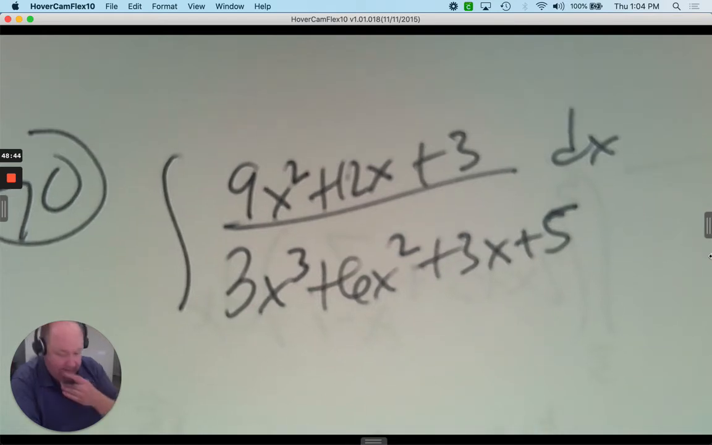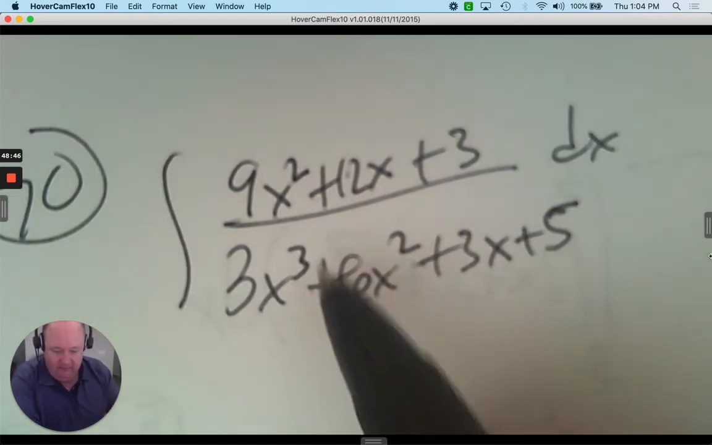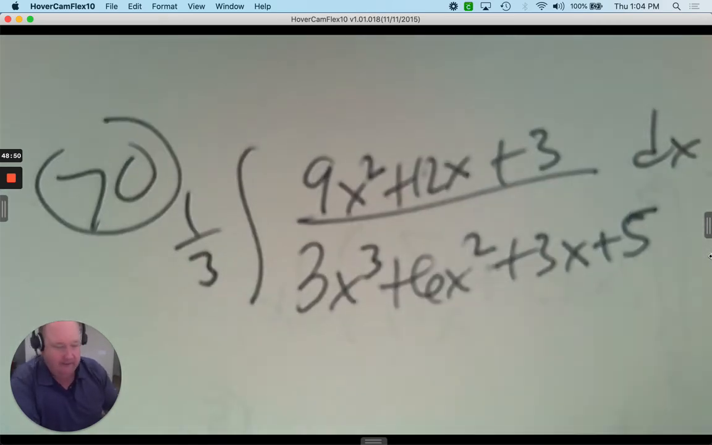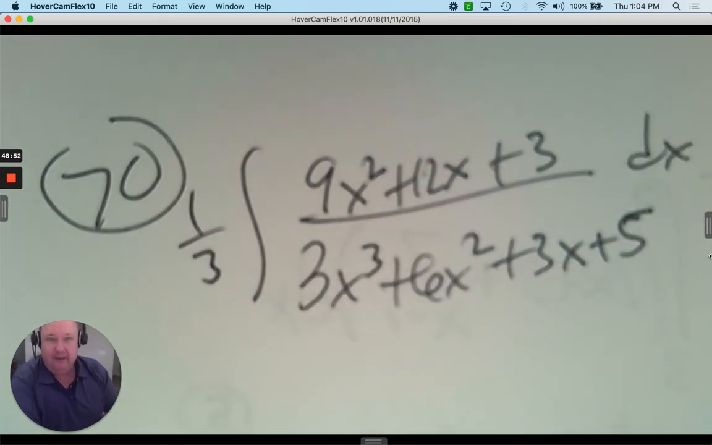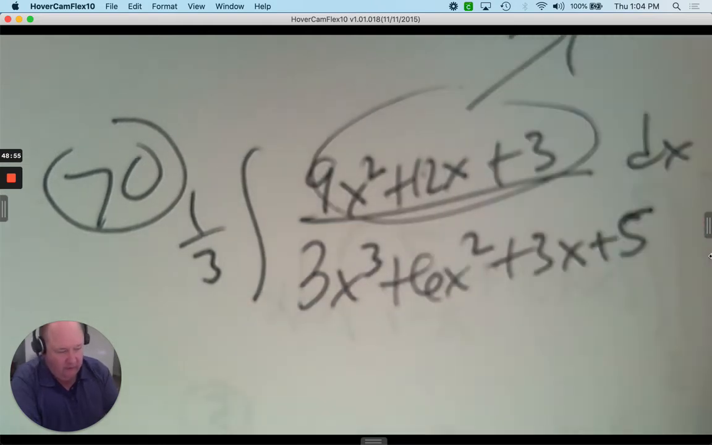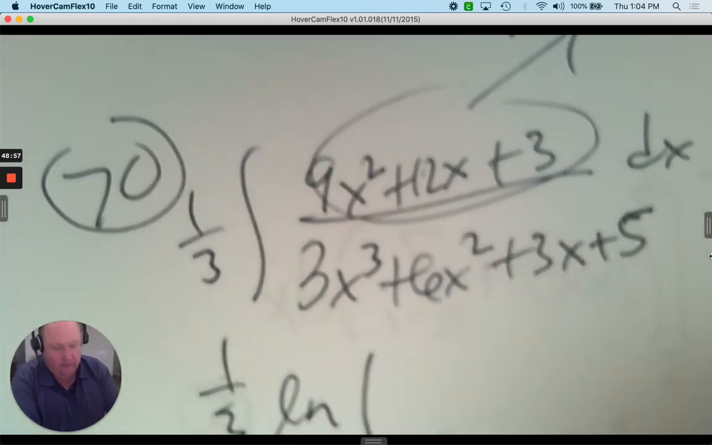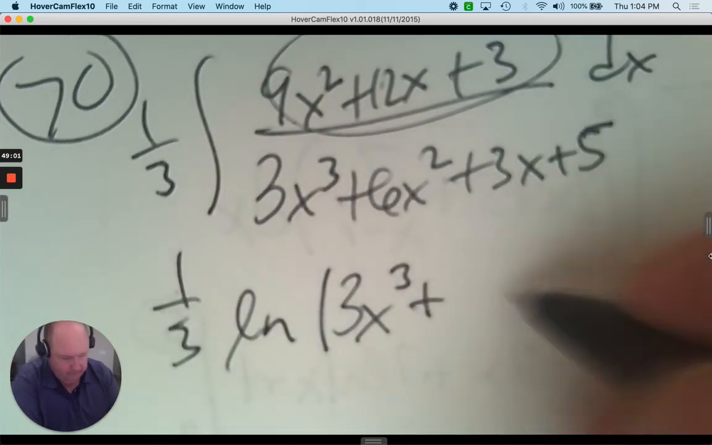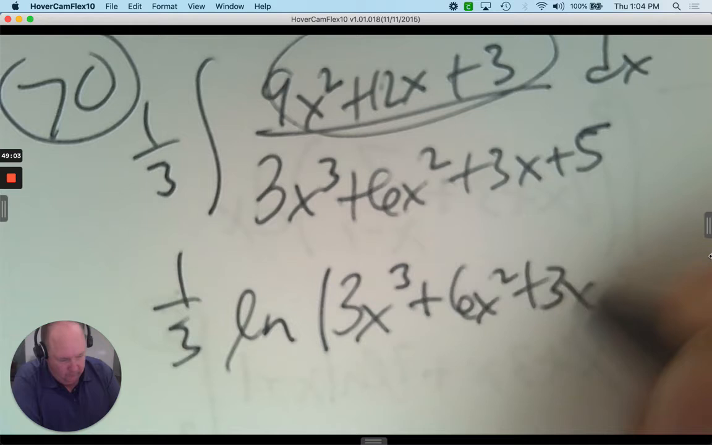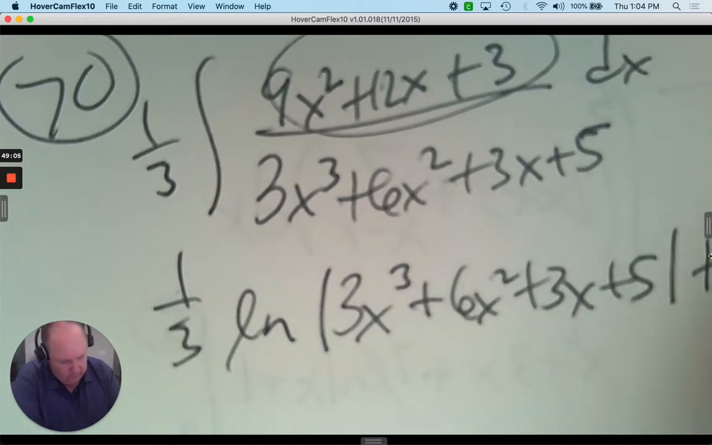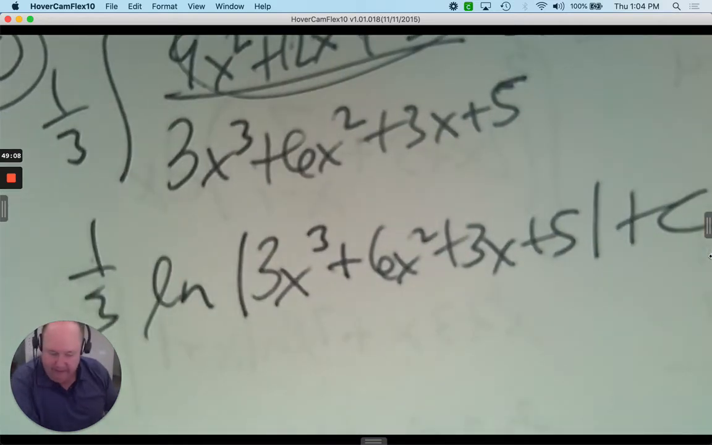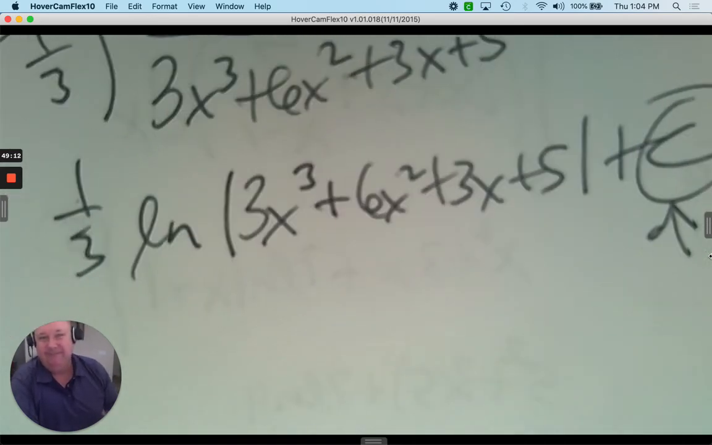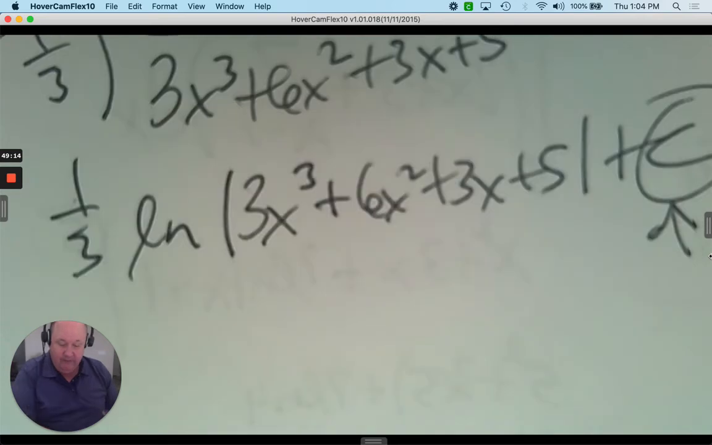Look at it. If I multiply everything times 3, they would match. So I need a 1/3 in front. So 1/3 would make it equivalent. So then I can undo all of that, and the answer is 1/3 ln of the denominator. And that matches with C. Exactly what I said. Number 71.